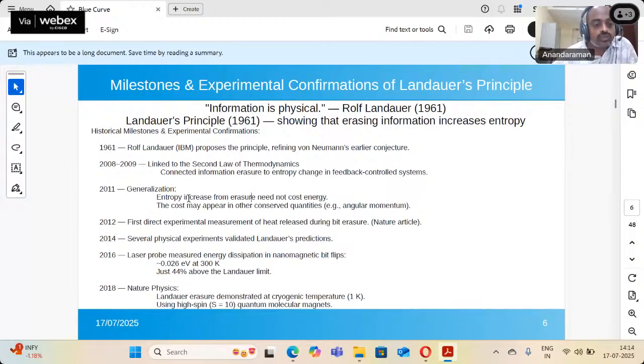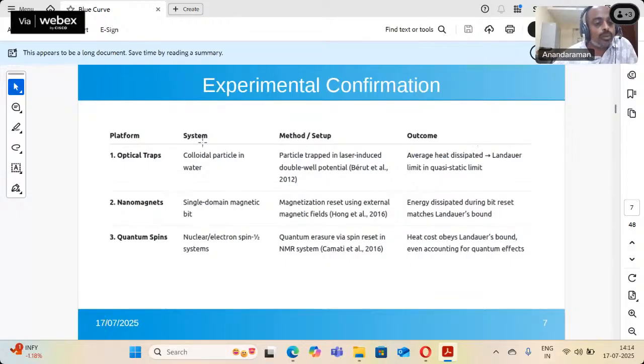Okay. So the first experiment was a direct experiment on bit erasure. It was published in a Nature article, and several physical experiments validating Landauer's prediction were proposed, using laser probes. So many experiments confirmed he is correct, through optical traps, nanomagnets, and quantum spins. With all these methods they ran this experiment, and they proved that for any erasure of information, you have to lose energy, and that energy is lost as heat.